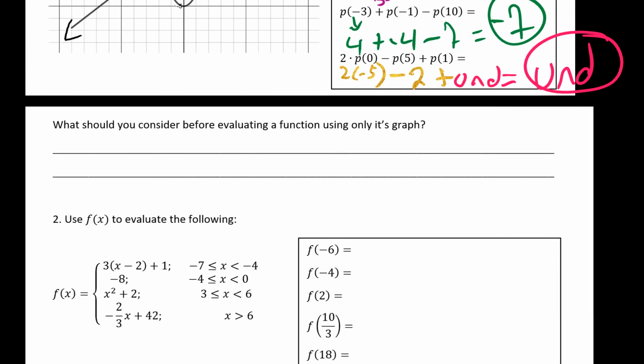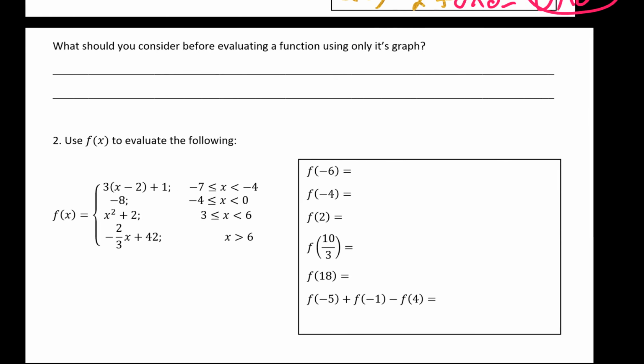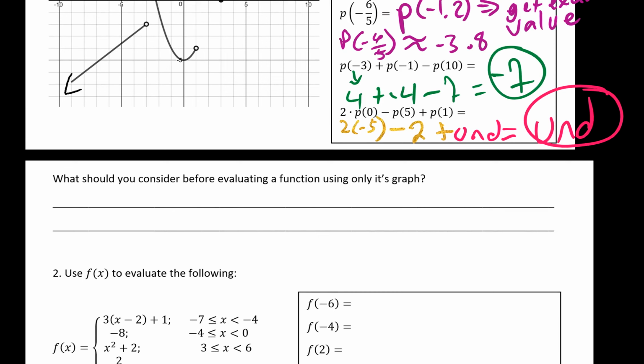So let's continue a little bit. What should you consider before evaluating a function using only its graph? For this one, guys, what I'm asking here has to do with P of negative 6/5. If you're only given a graph of a function, what do you have to remember? That you might not be able to find exact values, right?